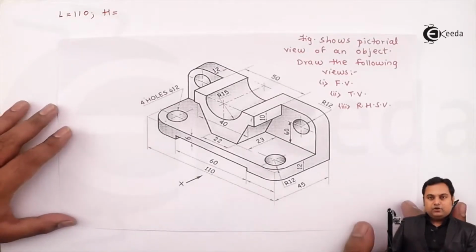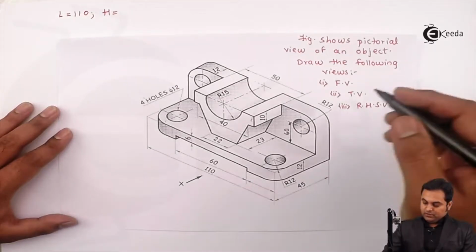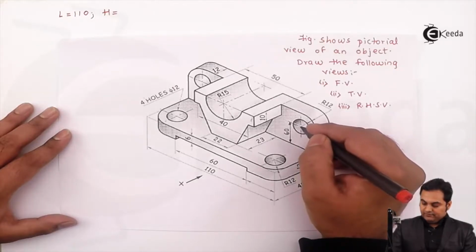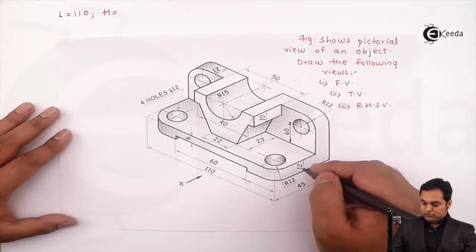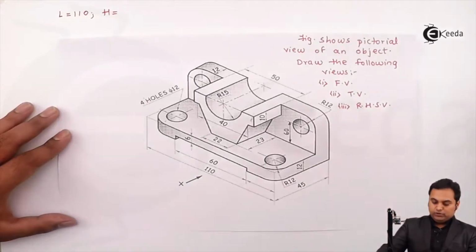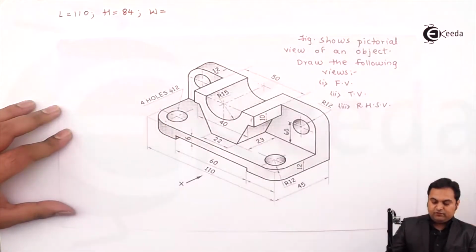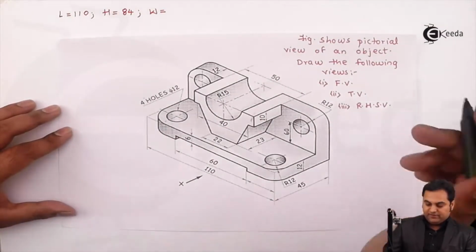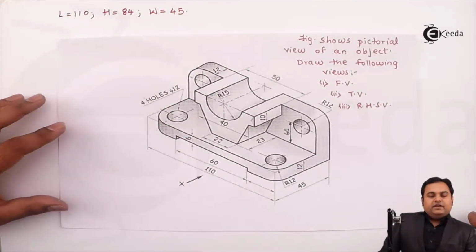Next, total height of the object. Here we have a plate of 12 mm. Then from that plate to the center, the distance is 60 mm. And from this center up to the top, as we see here, the radius is 12. So it is 12 plus 60 plus 12, which gives me the value as 84 as the total height. Next, for the total width of the object, here when I'm looking from this side, the width is 45 mm. So here is the total length, height and width.